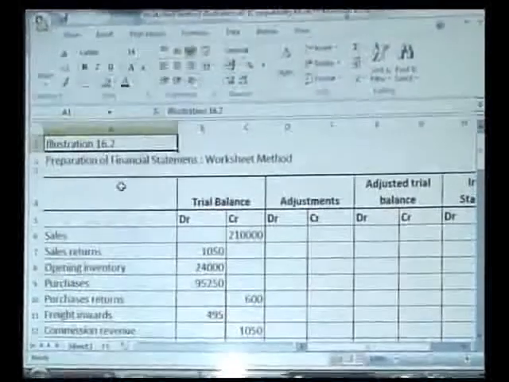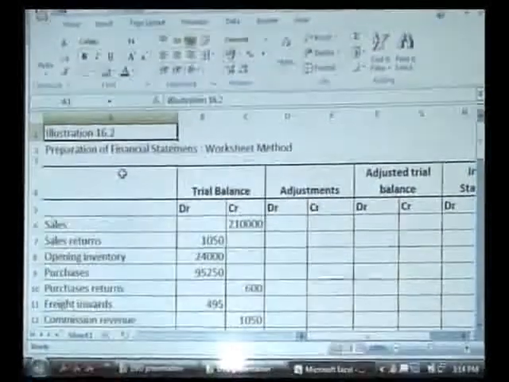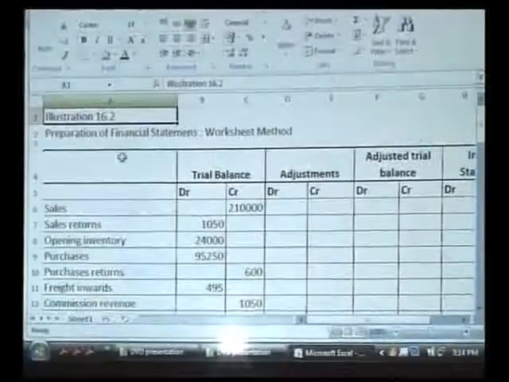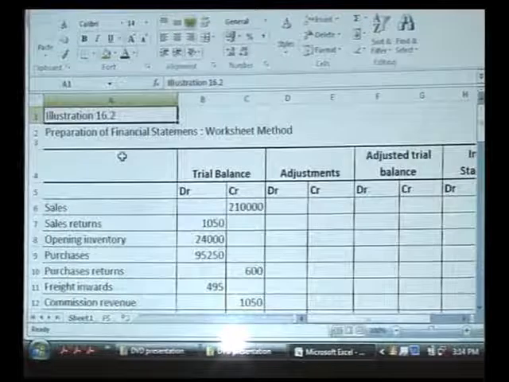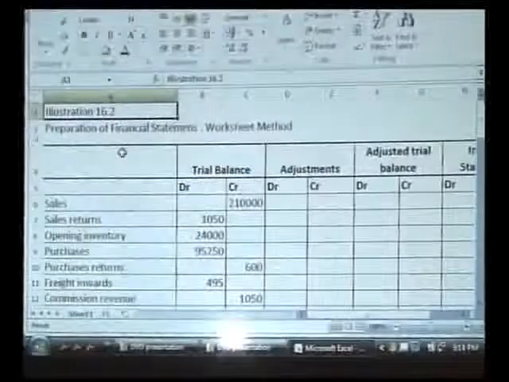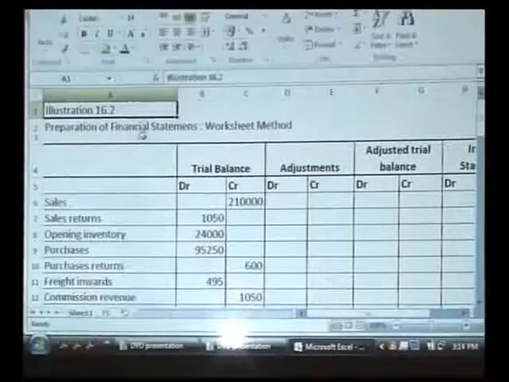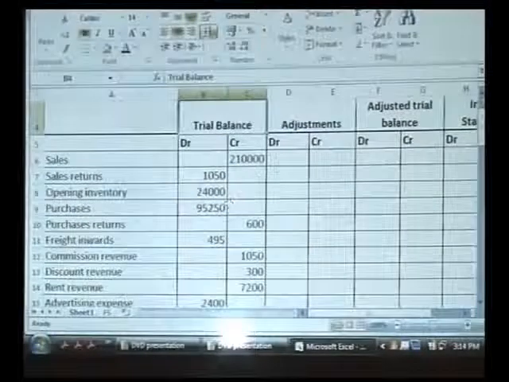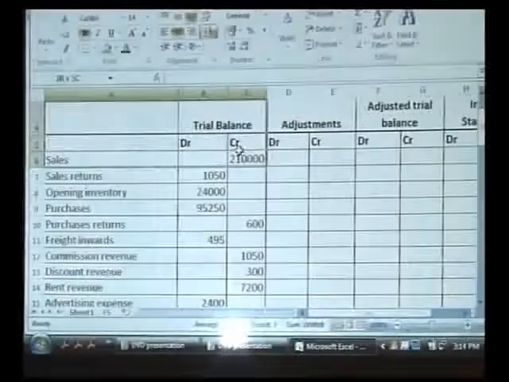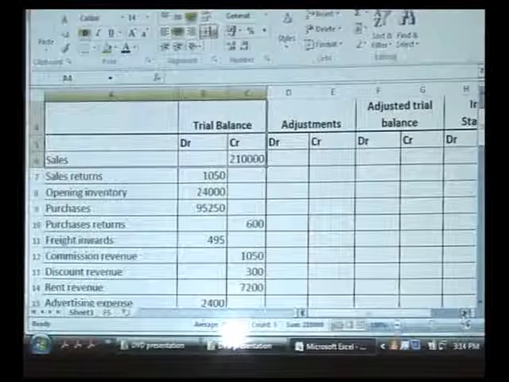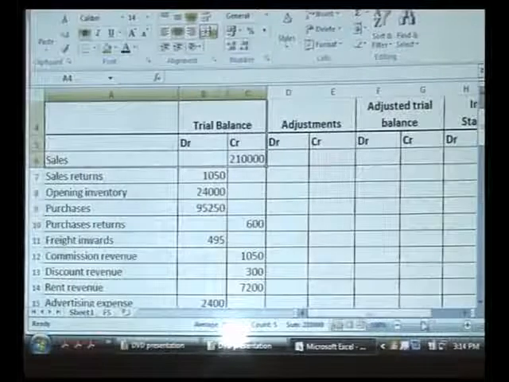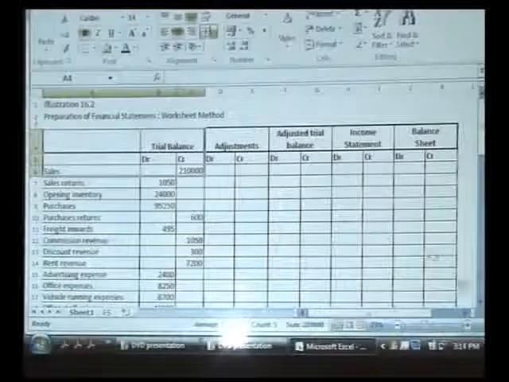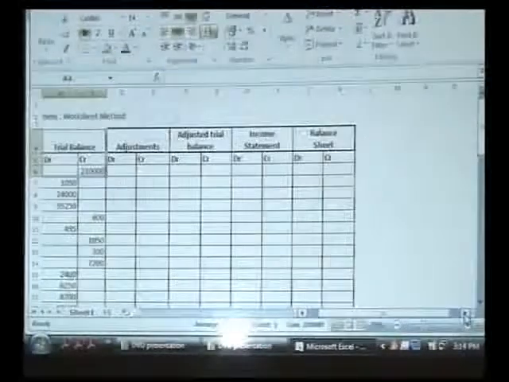and adjustments. There are 4 adjustments. So first, we will have to reproduce the trial balance in the trial balance column. Once it is done, it looks like this, right? So this is my worksheet.